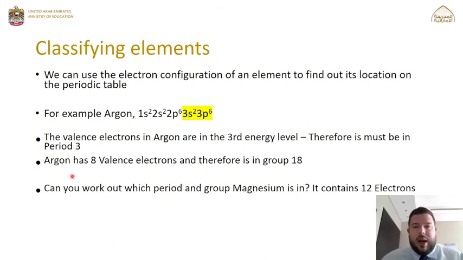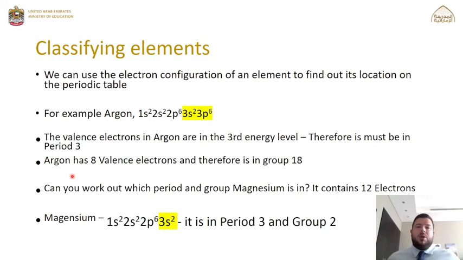Little question for you to have a go at. Can you work out which period and which group magnesium is in? I'm telling you it contains 12 electrons. So you're going to need to write an electron configuration, and then work out the period and group it's located in. Just pause the video whilst you work that out, and I'll discuss the answer shortly.